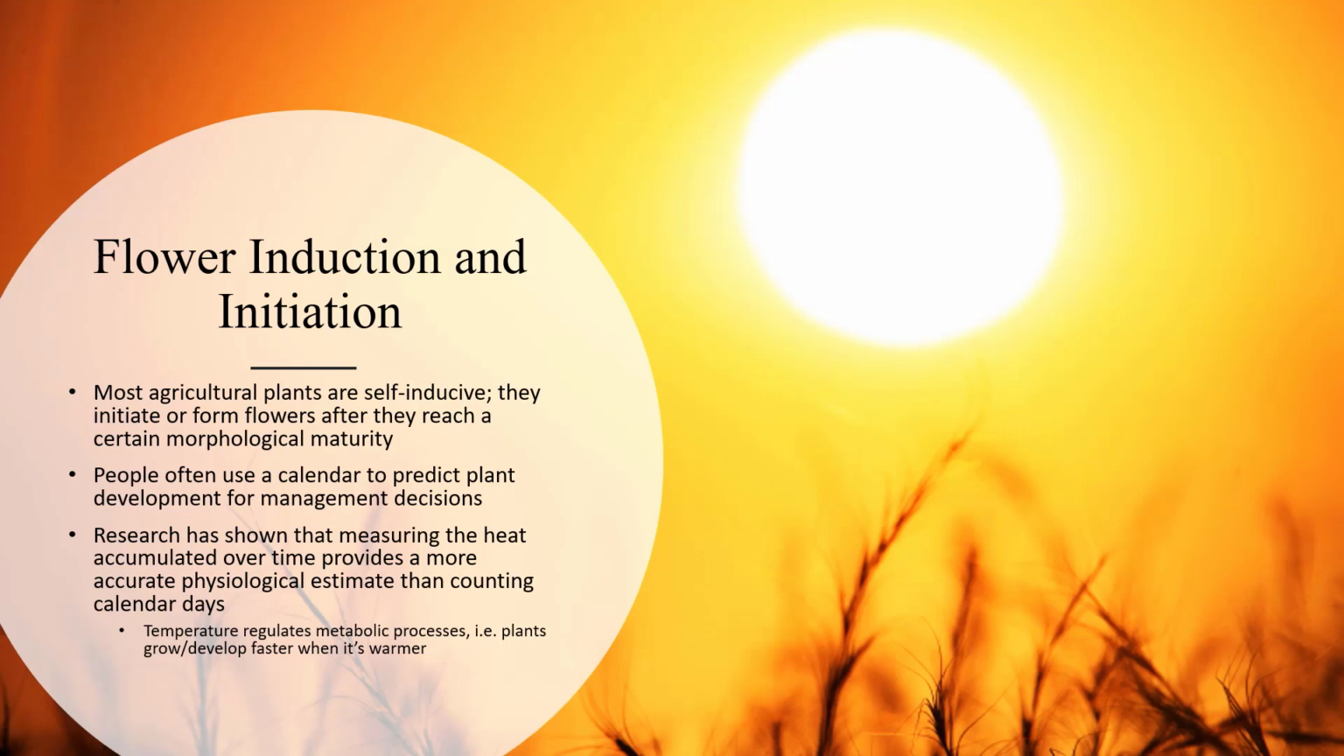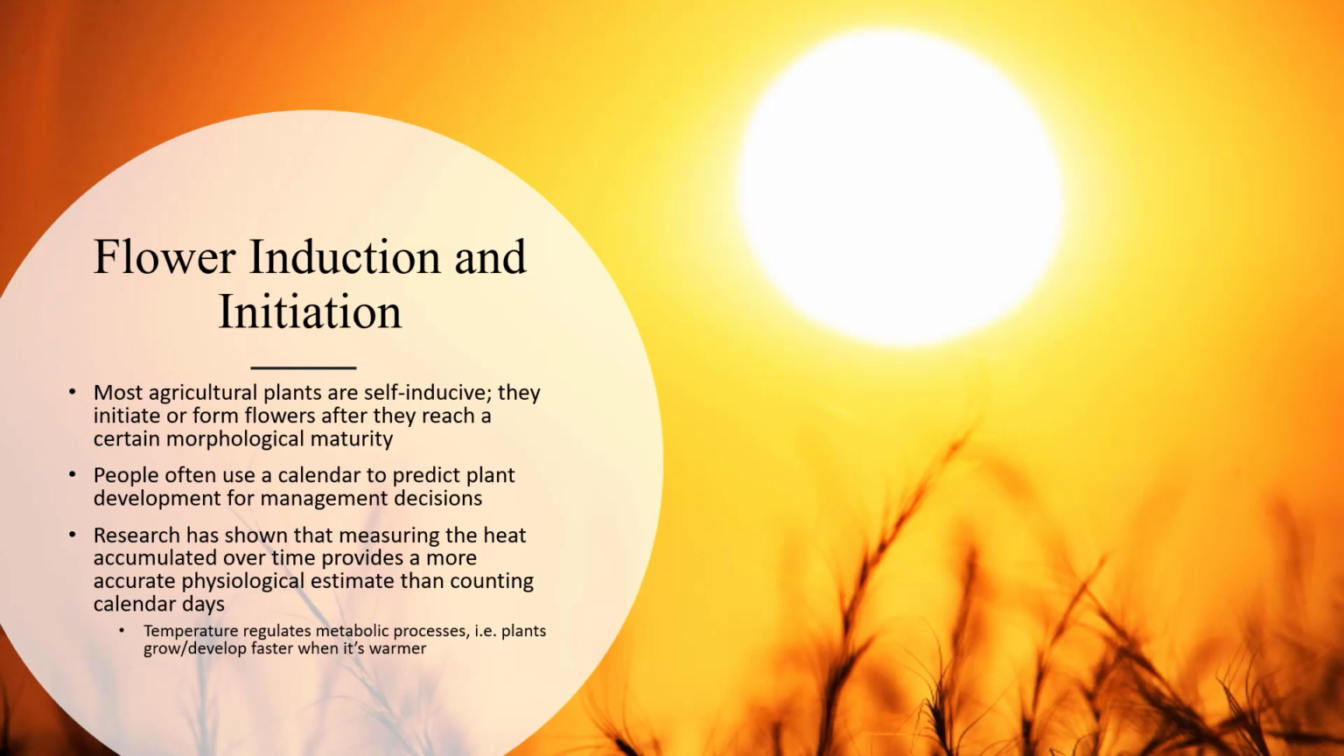Now, people often use a calendar date to predict this. If you've planted any sort of plant and you look at the seed packet, it'll say this many days to maturity. You've probably all seen that. But research has shown that measuring the heat accumulated over time provides a more accurate estimate than counting calendar days. And this should be obvious to you.